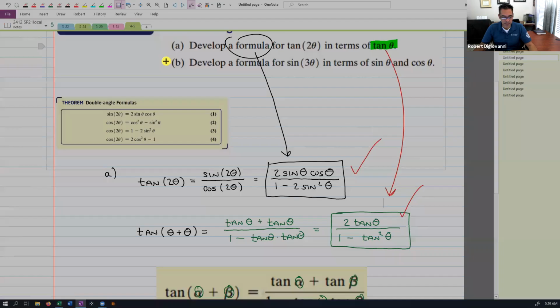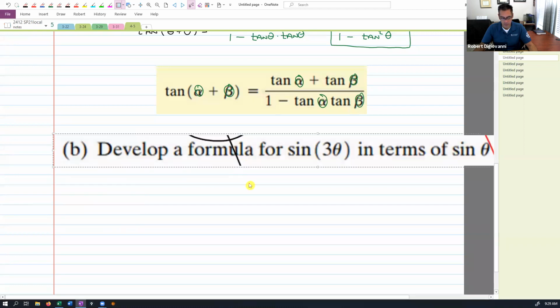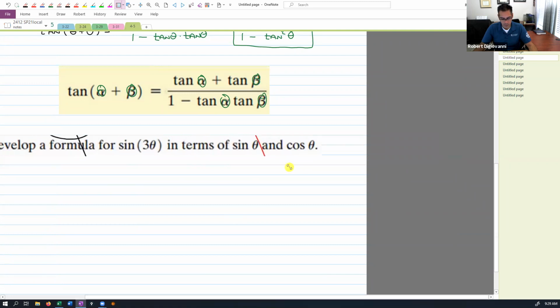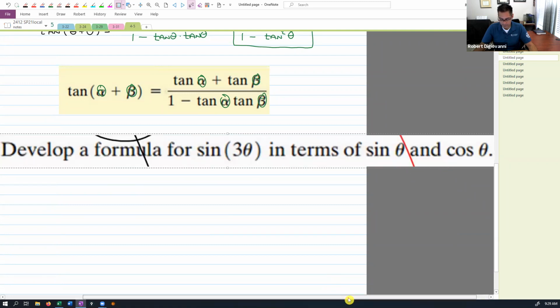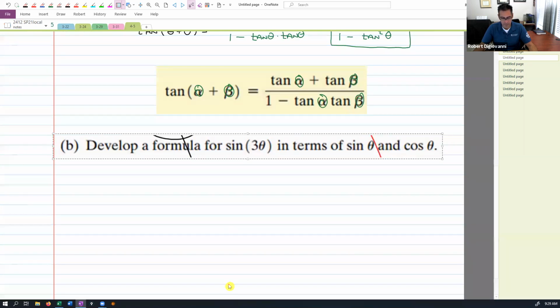All right, let's do the second part. Develop a formula for sine of 3 theta in terms of sine theta and cosine theta. So we have a 3 here now instead, right?